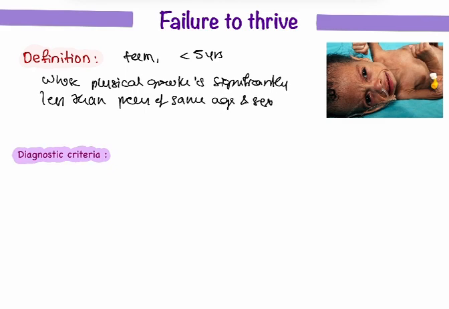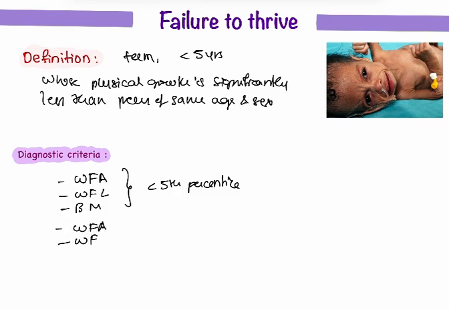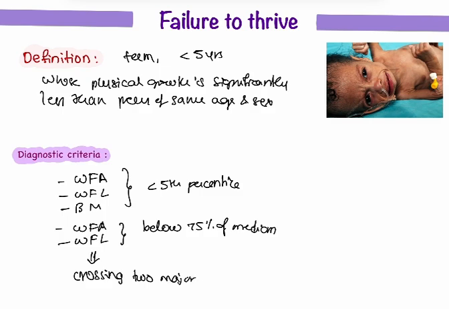The diagnostic criteria is weight for age, weight for length, BMI less than 5th percentile, weight for age, weight for length below 75% of median, weight for age and weight for length crossing two major centiles, and there is failure to gain weight over time. These are the diagnostic criteria for failure to thrive.